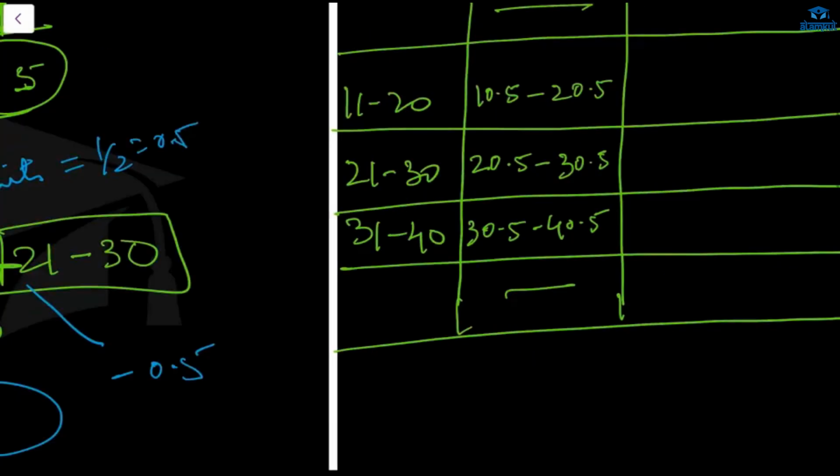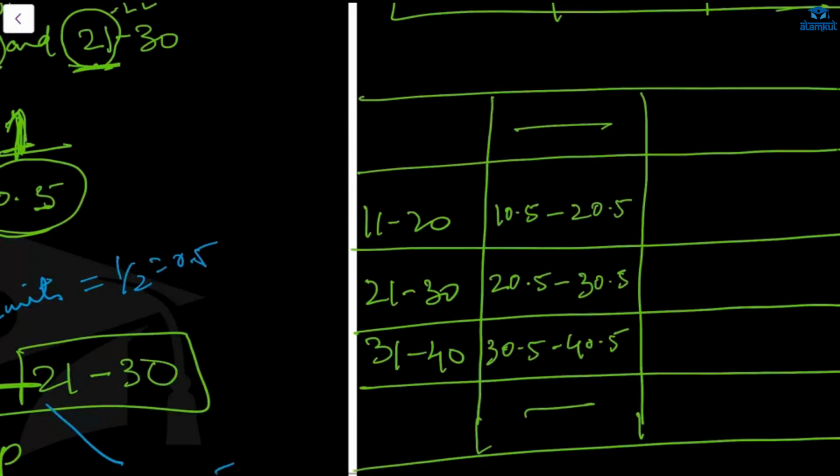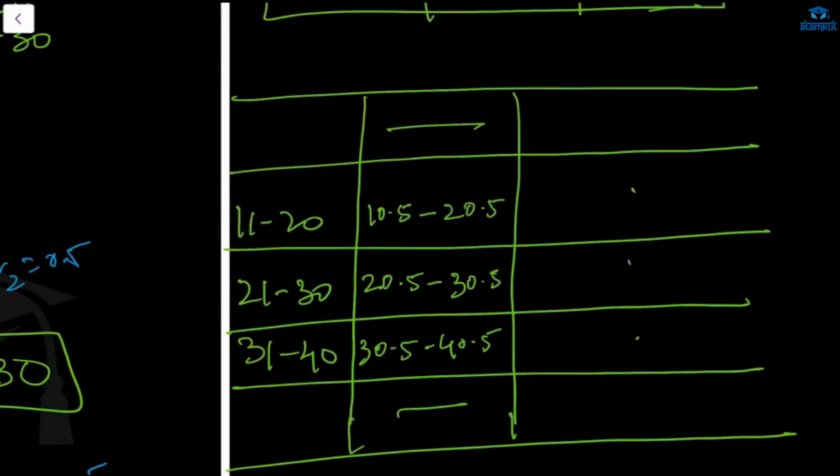Now you have got this value. Whatever frequencies are there, you are going to write the frequency here. Understood? Now one more case I wanted to discuss. Till here, everybody understood how to make a discontinuous value continuous? Yes ma'am. Okay, now let's see more than this.